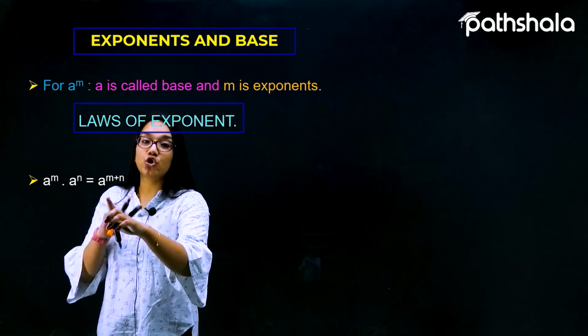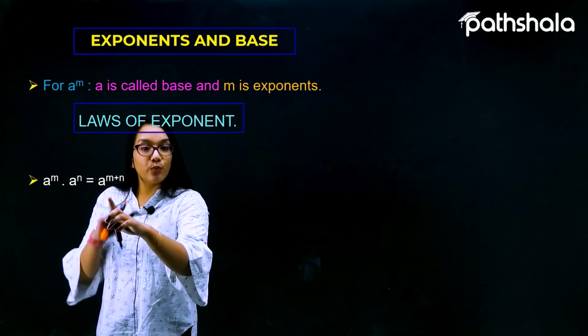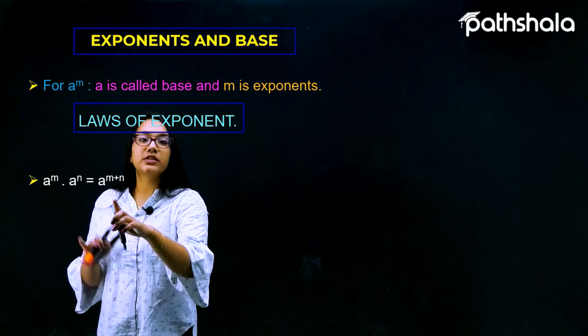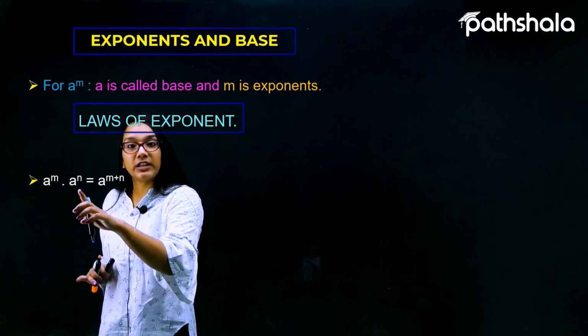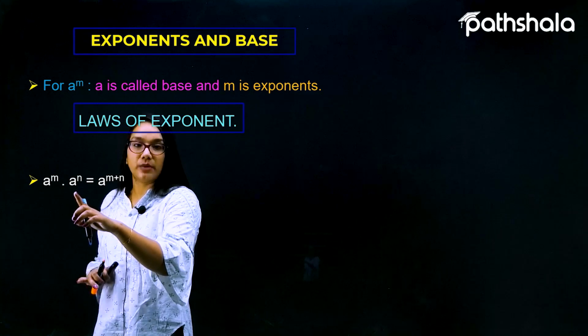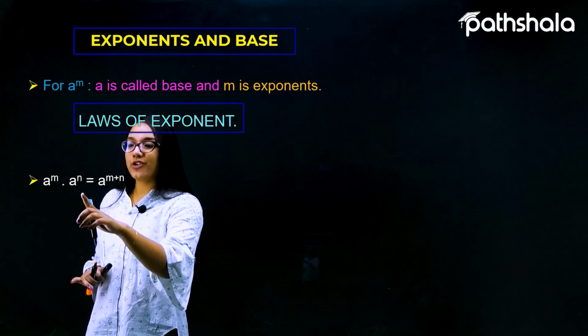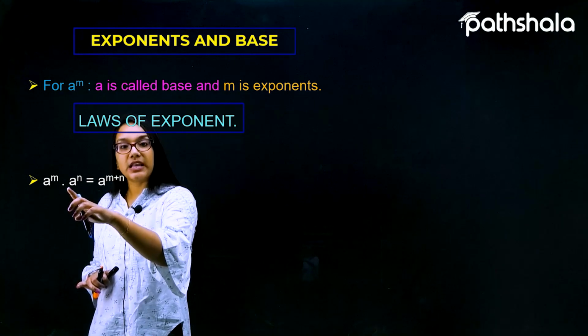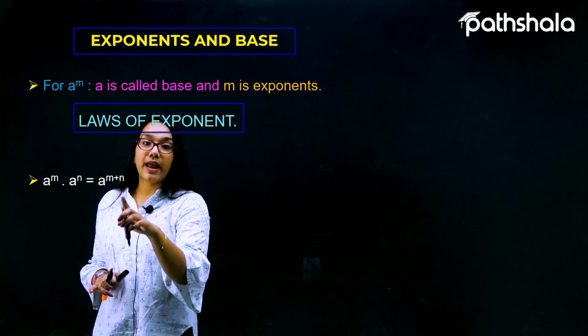This is the first law of the exponent, in which always remember, whenever the bases are the same, the powers always get added when they are multiplied with each other. As a raised to the power m and a raised to the power n are multiplied with each other, both of them have the same base, so it will be a raised to the power m plus n.